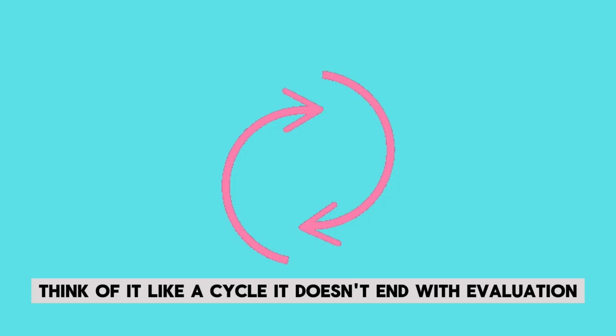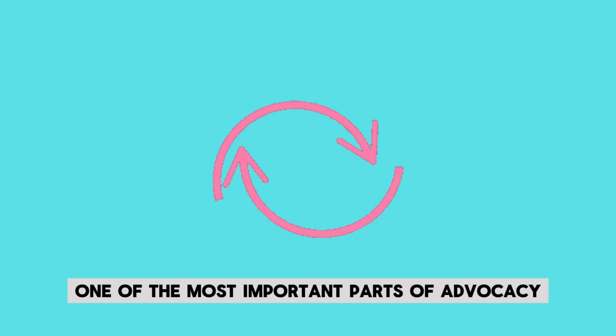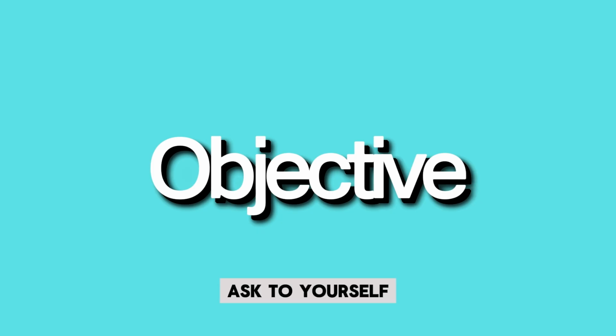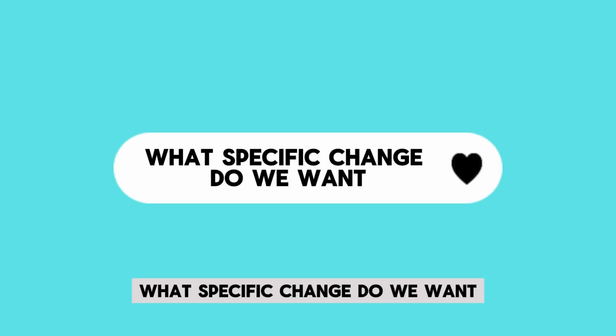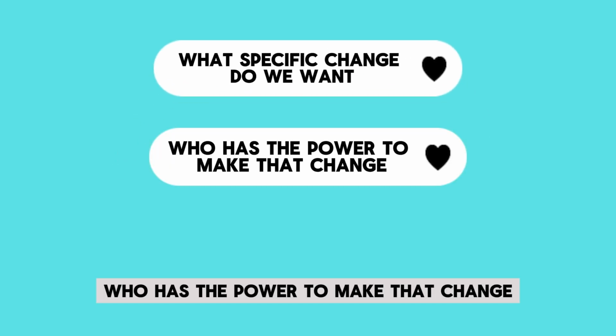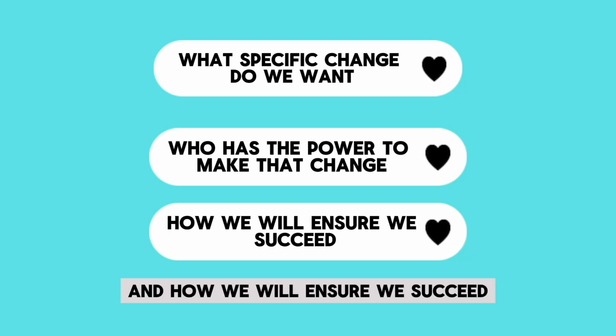Think of it like a cycle. It doesn't end with evaluation. Your learning feeds back into the next advocacy project. One of the most important parts of advocacy is setting a clear and realistic objective. Ask yourself, what specific change do we want? Who has the power to make that change? And how will we ensure we succeed?